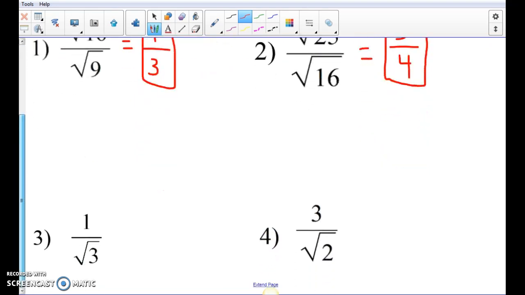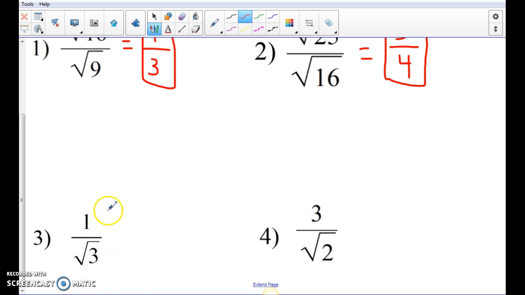Now, down here towards the bottom is where it gets a little bit tricky. Anytime we have a denominator that has a radical, we need to fix that. We do not like radicals in the basement. Never, ever, ever can we leave a radical in the basement. So what we need to do is called rationalizing the denominator.